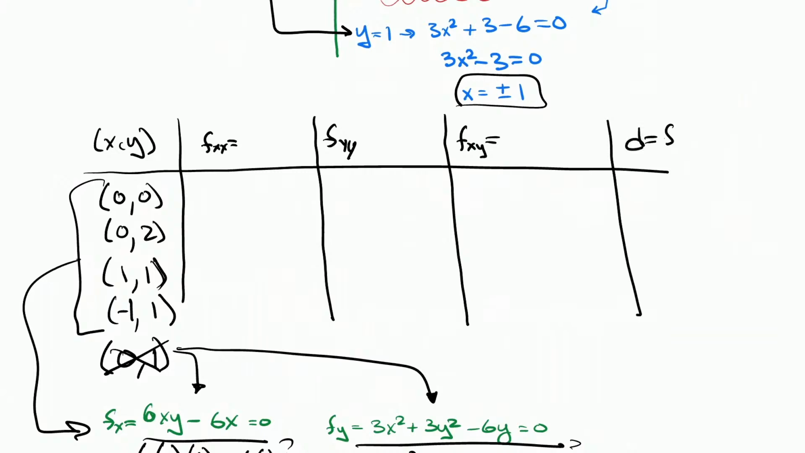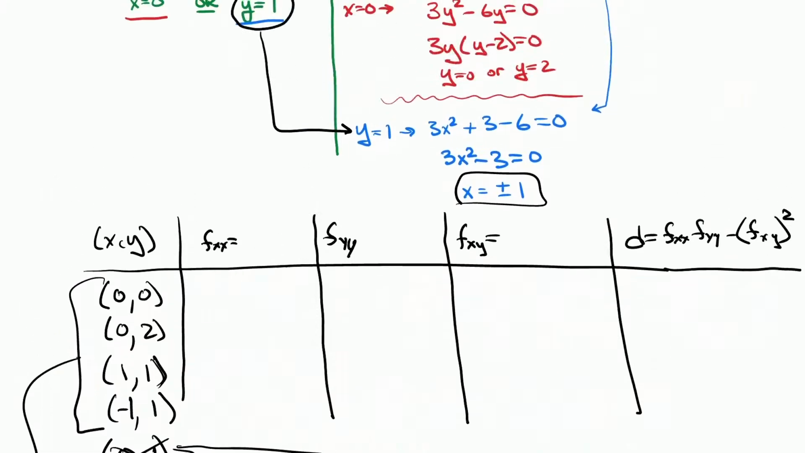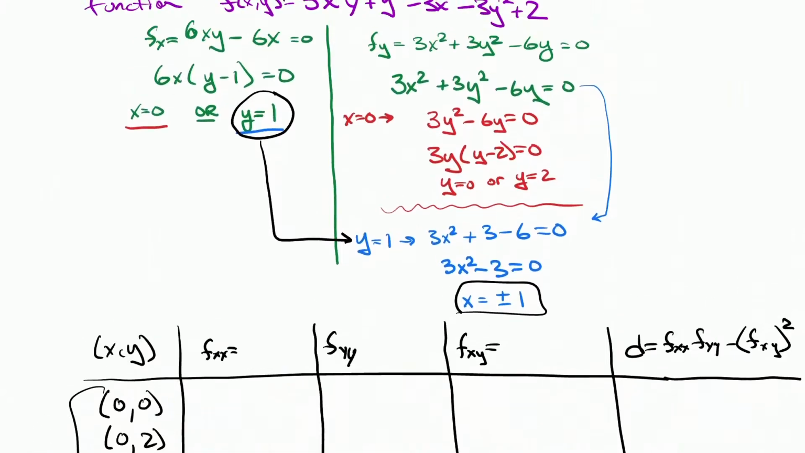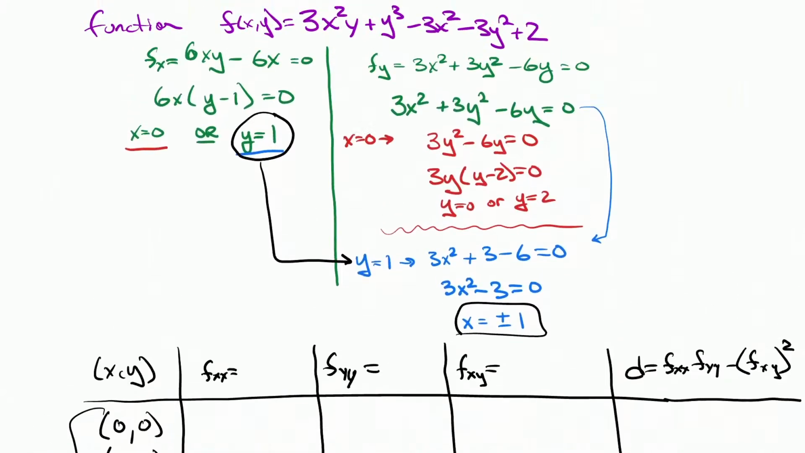And then we're going to do d, which equals f sub xx times f sub yy minus the mixed second derivative squared. So there's what I know. It's a lot to take in, but let's get this done. Just a minute. I need to write down my second derivatives. It looks like the second derivative in the x direction is 6y minus 6. Second derivative in the y direction is 6y, also 6y minus 6. Interesting. And then the mixed second derivative is just 6x.